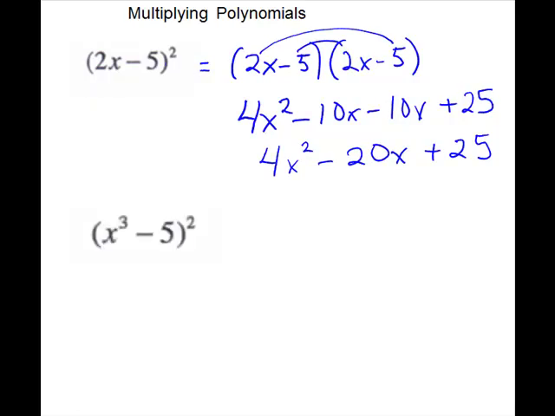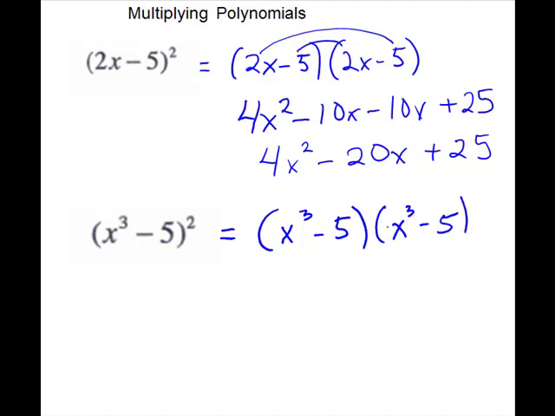Here's another problem where we are squaring a binomial. So we will write it twice and do FOIL. So x cubed minus 5 times x cubed minus 5. So we'll have to be a little careful here. We're not used to the x cubes.